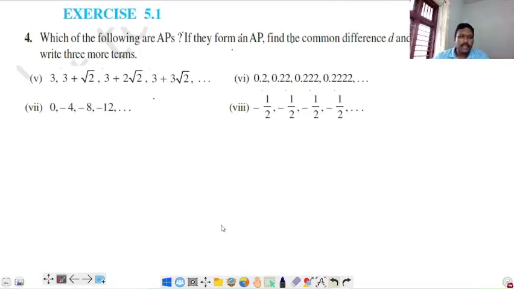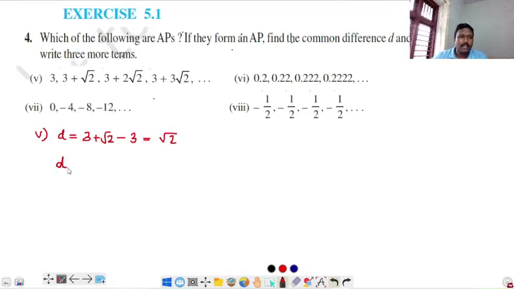In question number 5 we have first term 3, then 3 plus root 2, 3 plus 2 root 2, like that. So let us check whether it forms an AP or not. One by one we can find the common difference. d is equal to the second term minus the first term. The second term is 3 plus root 2, minus the first term 3. So you will get 3 plus root 2 minus 3. The 3 gets cancelled. Then it is equal to root 2.